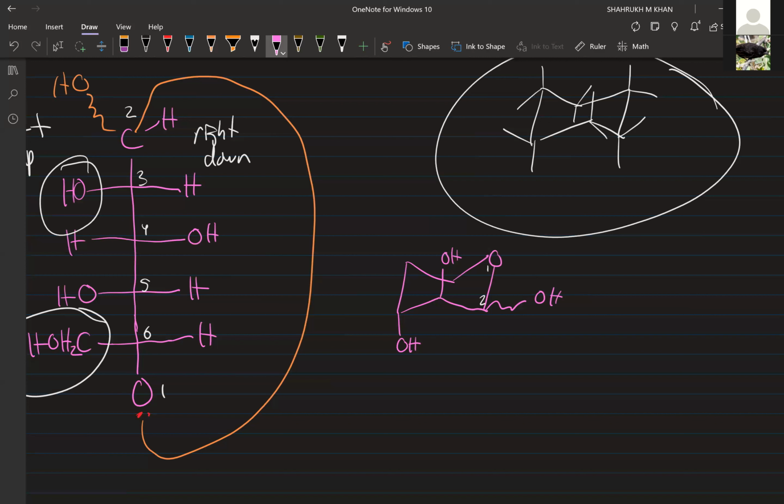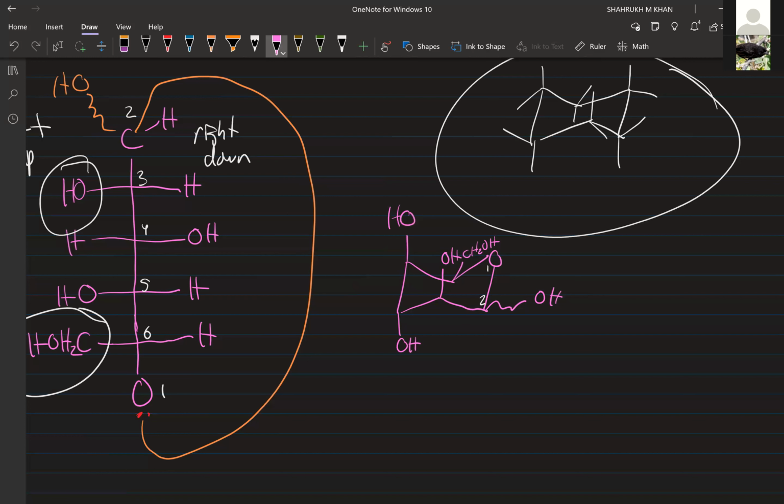Okay. Carbon 5. Axial, right? OH. And then the CH2OH group is going to be equatorial. Try not to butcher that there. And that's your ring, right? My 3D-ness is a little bit off, but it's close enough.